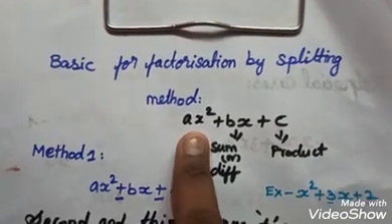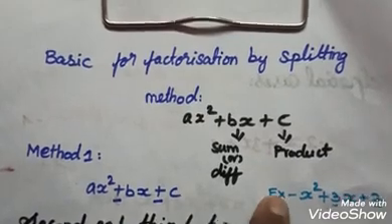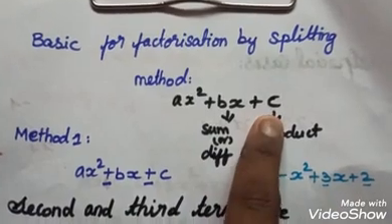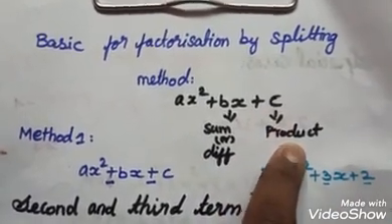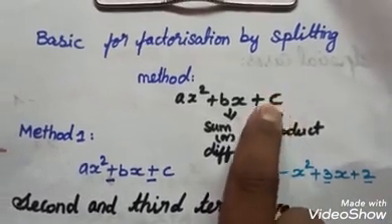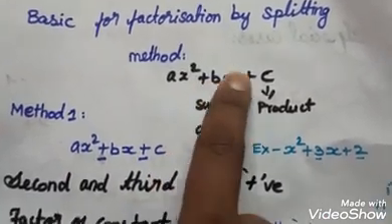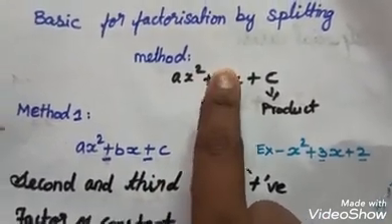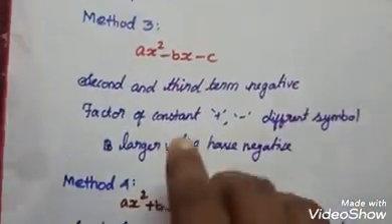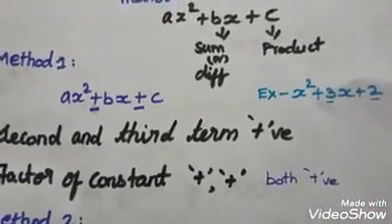So here I gave a quadratic expression, ax square plus bx plus c. We have to split the middle term. The product is the constant; we have to make the product of the constant. So we get factors of this constant. We take the sum or difference of those factors to get the middle term. So we split it using method 1, method 2, method 3 and method 4. There are 4 methods. One by one I will explain them. First I will see the first method.